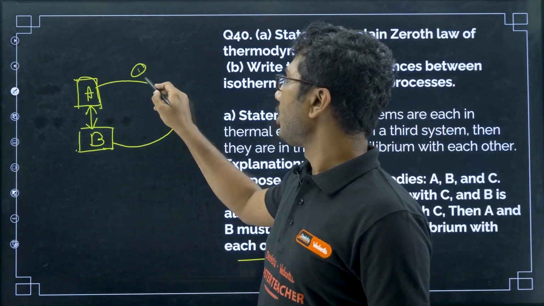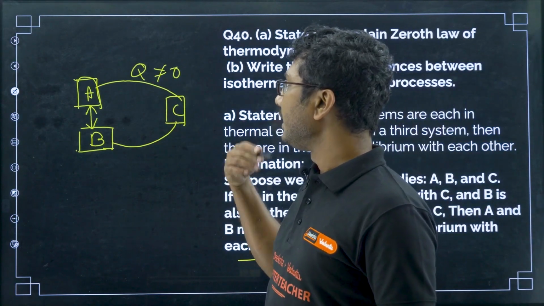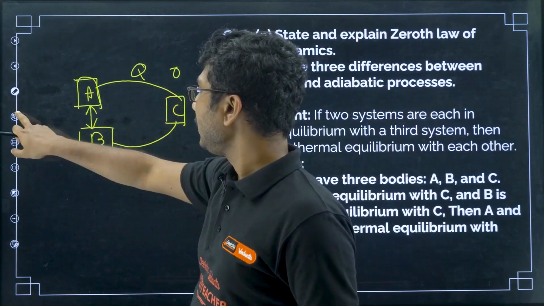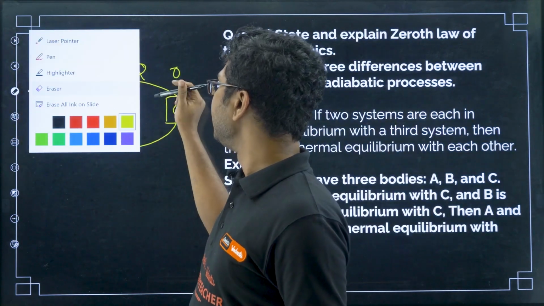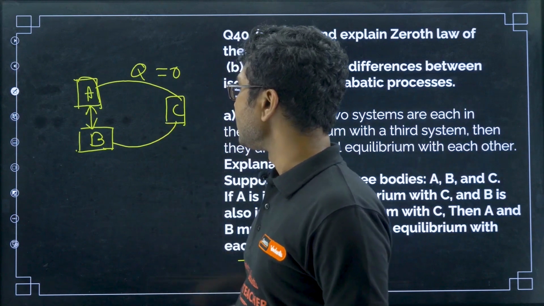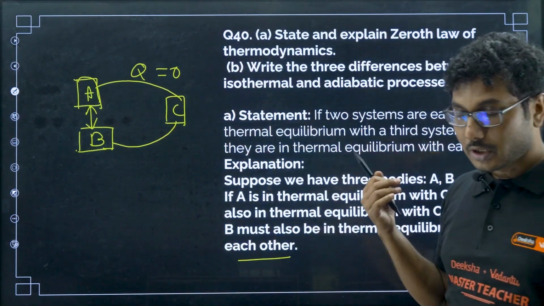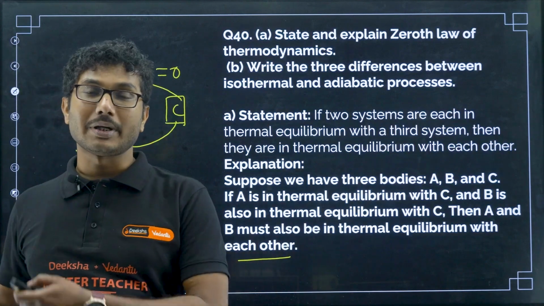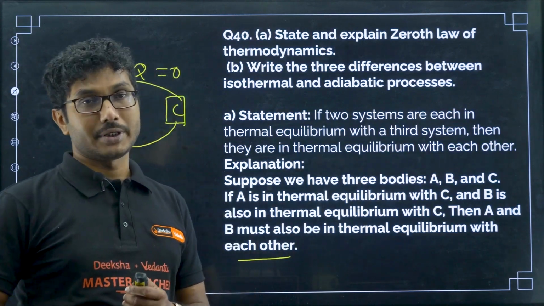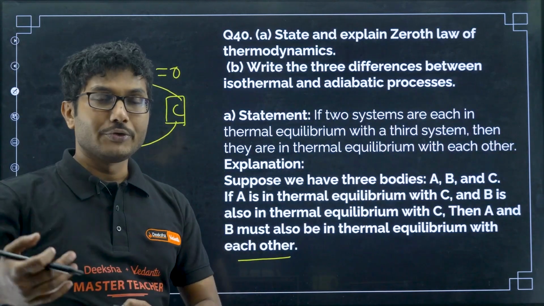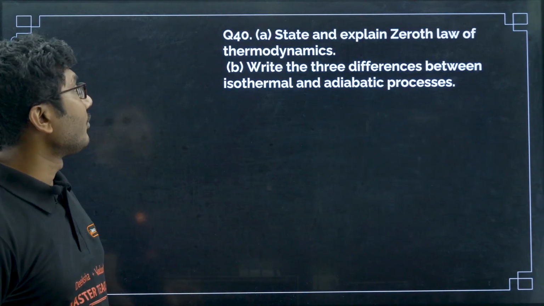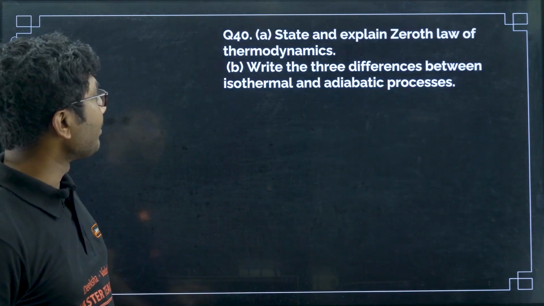That means they are not exchanging any heat. Heat exchange is 0. Also it gives rise to the concept of temperature. There was also a very popular question: state 0th law of thermodynamics and hence explain how the concept of temperature comes from it. Okay. In a future video we will do that, and I will explain that question also, but that is a 3-mark question. Now question number 40, part B.